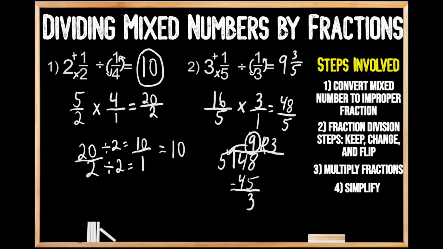So when we divide 3 and 1/5 by the fraction of 1/3, we get the mixed number of 9 and 3/5. So hopefully by now you understand the steps involved when dividing mixed numbers by fractions.